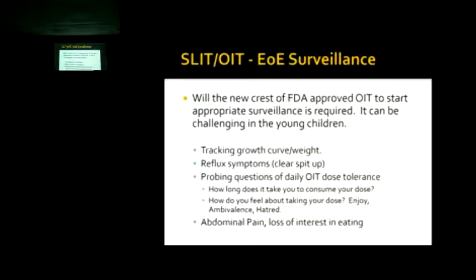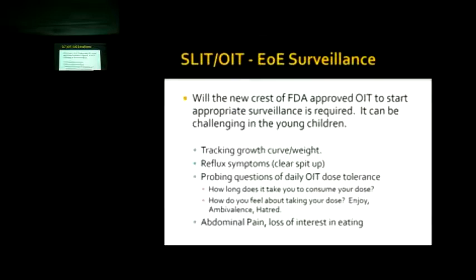So what we need to do when these patients start an OIT or a SLIT or whatever, especially the kids, is track the growth curve, track that weight, making sure that they're growing and developing appropriately, all right? Because sometimes that will precede everything else. That flattening of the growth curve, that dropping off their percentiles, is super important.